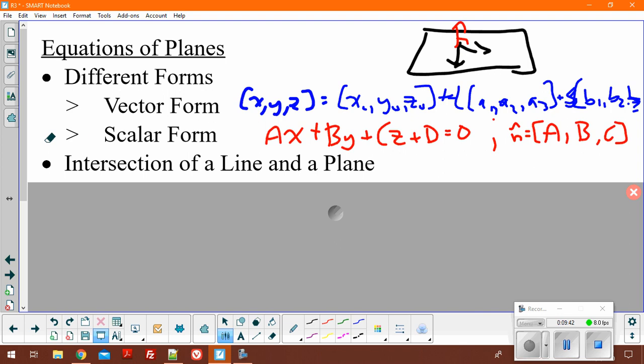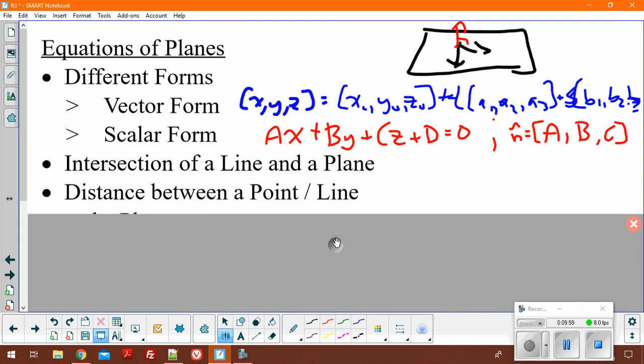Okay, you need to be able to find the intersection of a line and a plane. Right, and there's three cases, right? They can intersect in a point, they could not intersect at all if the line is parallel to the plane, or the line could lie in the plane and they have an infinite number of intersections.